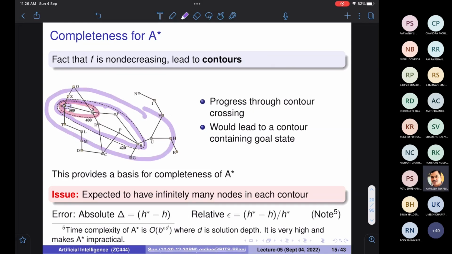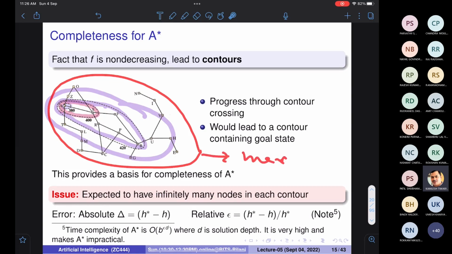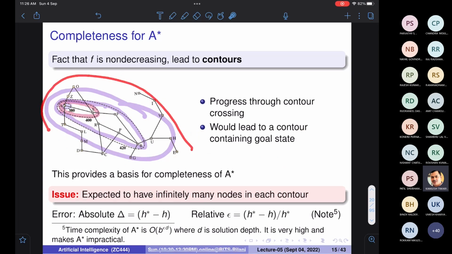So I can create some kind of contours. Contour means all the nodes in this circle have a value lesser than or equal to someone who is on the boundary. If I keep expanding, I know that I can expand only in this particular way. So at the end, when all the items are there, there would be some maximum value. By this, I can tell that before reaching the maximum value, I would be able to find my final state also. It means that I would be able to find the solution. Make sense?